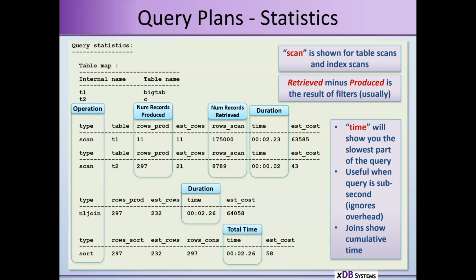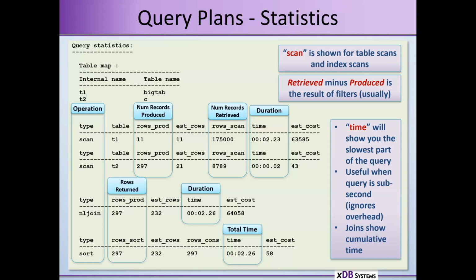With our table accesses, we also see the number of records produced. This is the number of records that have passed through the filters. So we've read this many records, we needed this many records. That's how many records pass on to the next step.